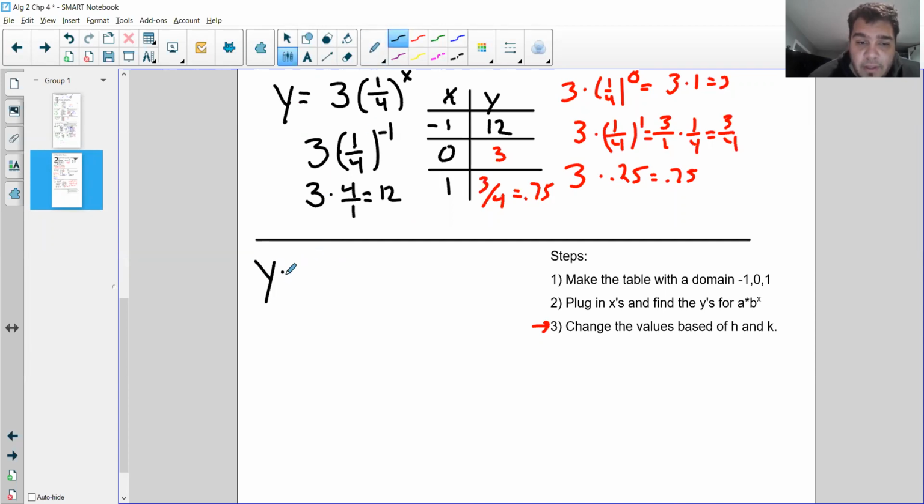So y equals 2 times 1 over 4 to the x power minus 5. Actually, I'll do plus 5, minus 3.